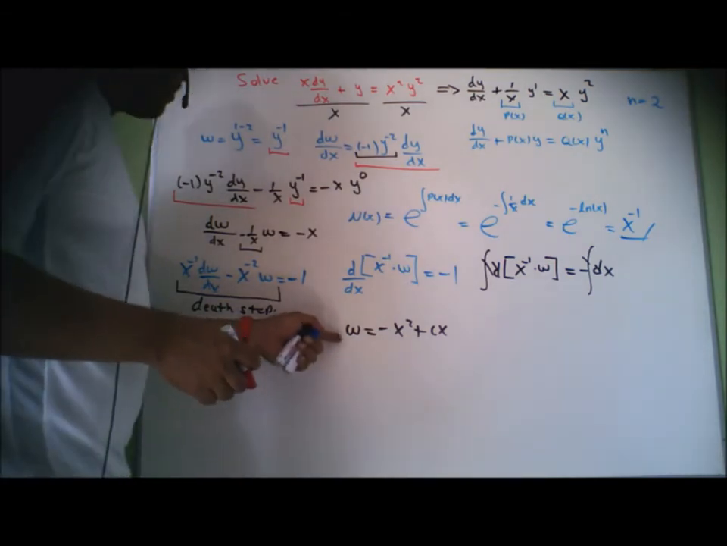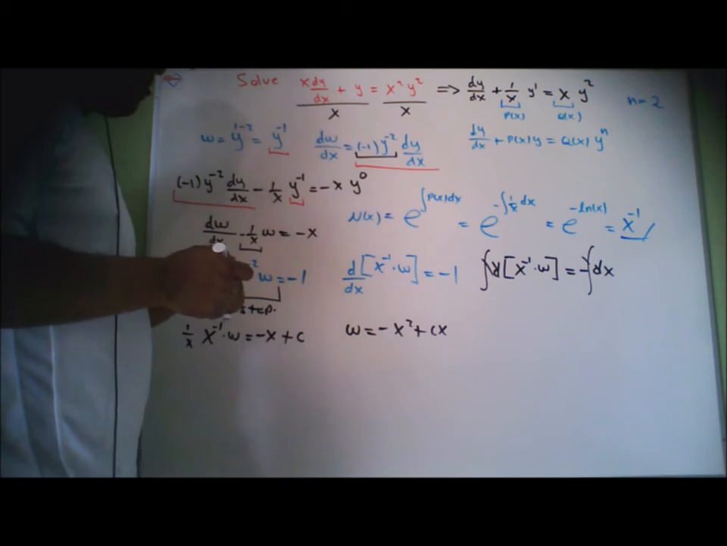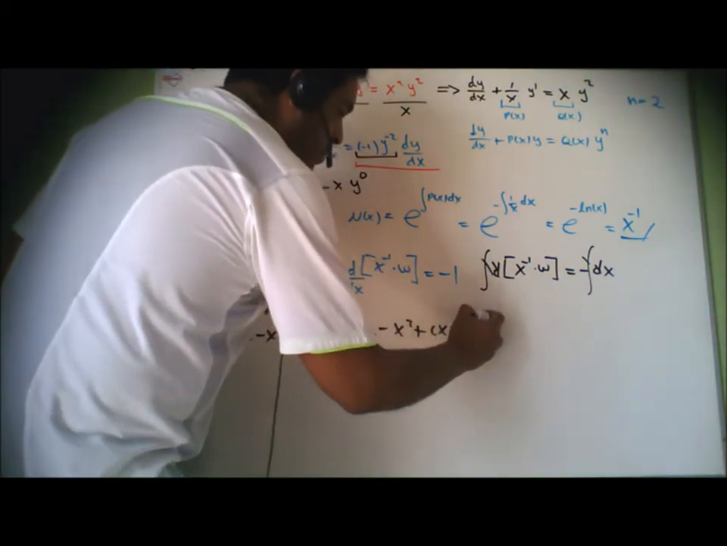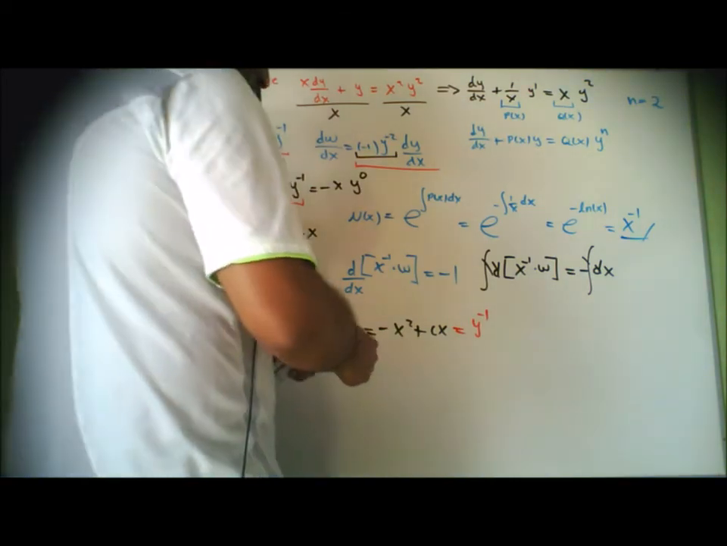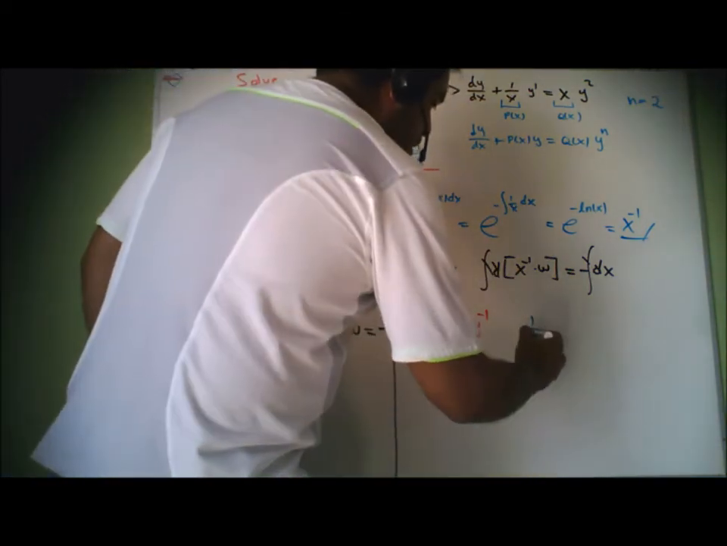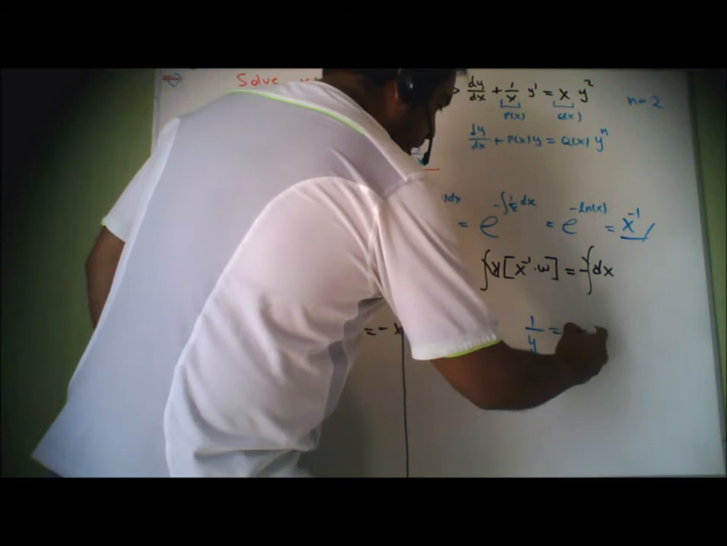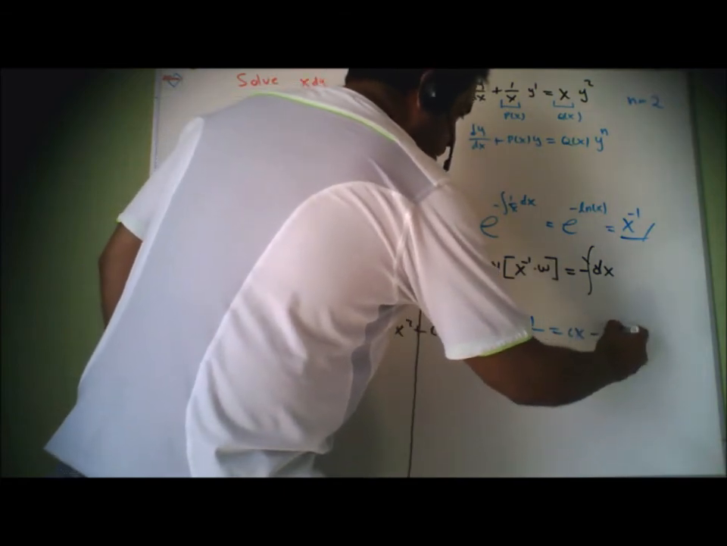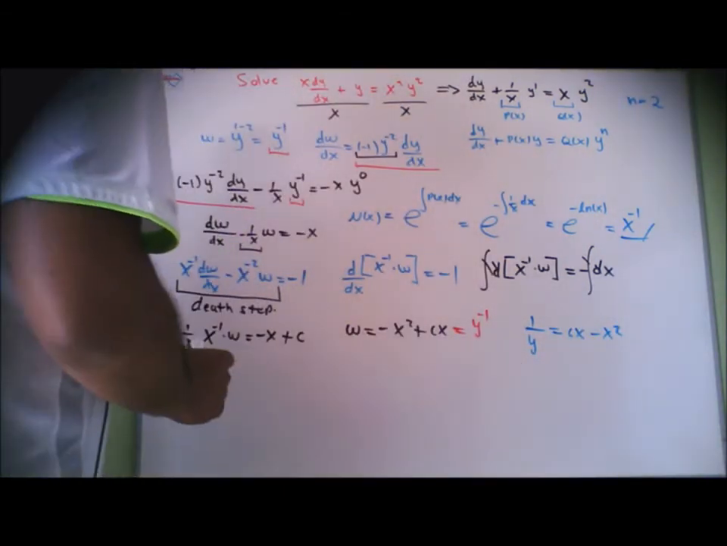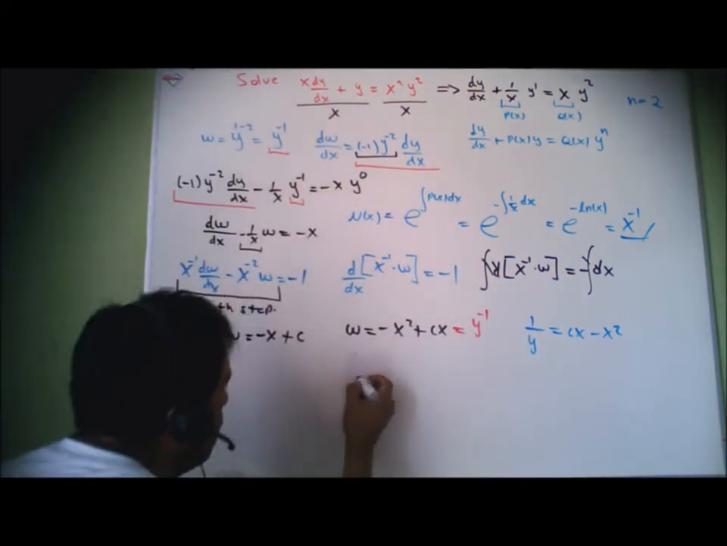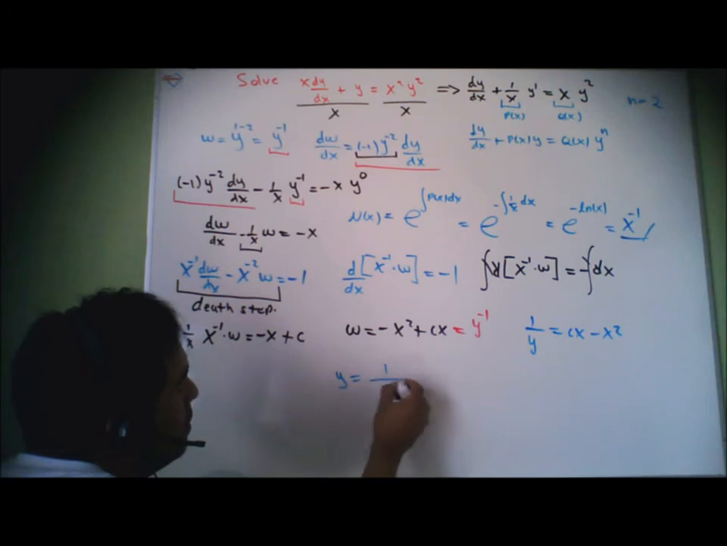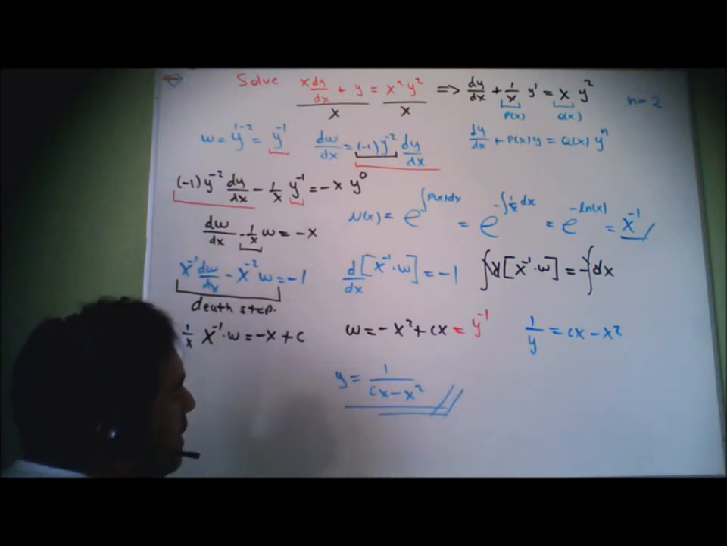What is the value of w? W is equal to y to the power minus 1. So this is equal to y to the power minus 1. Which means that this expression is equal to 1 over y equal to cx minus x squared. Okay, so y, if we flip this fraction, we are going to get y equal to 1 over cx minus x squared. And here you have your explicit solution.